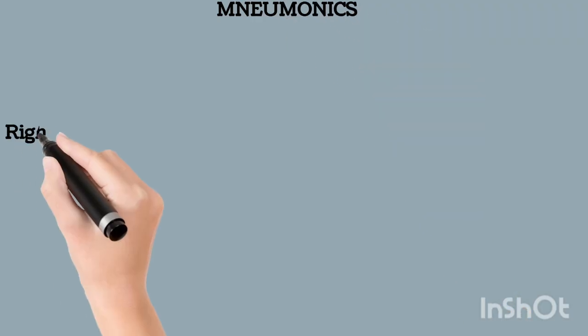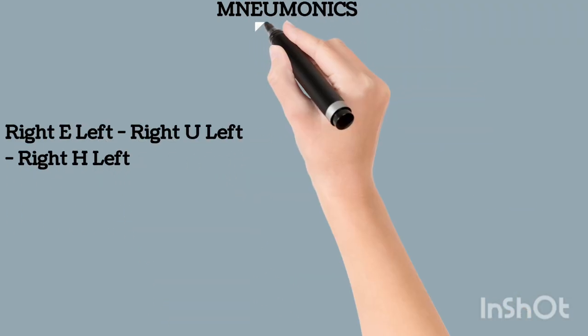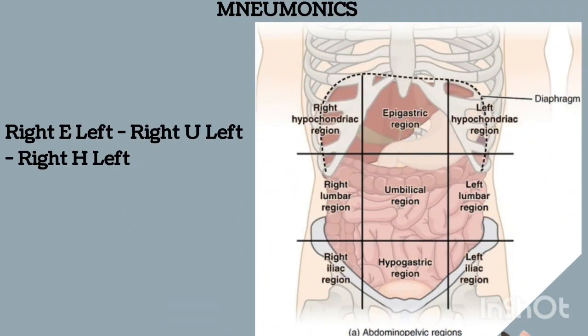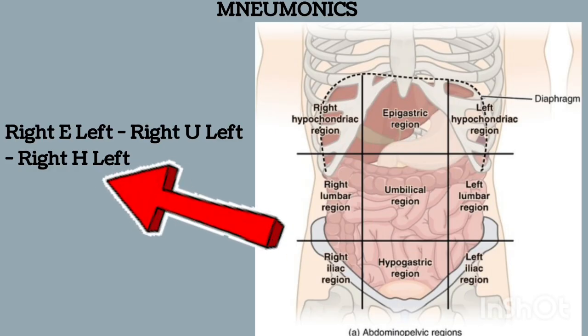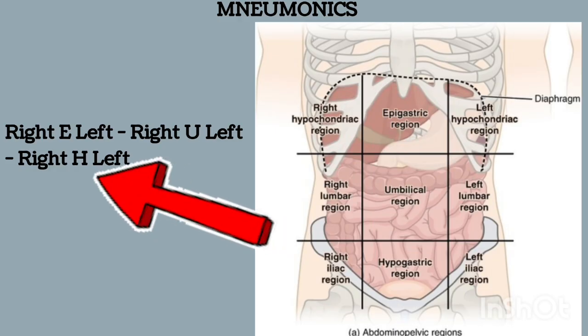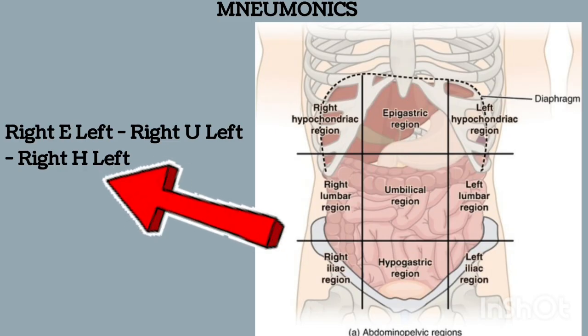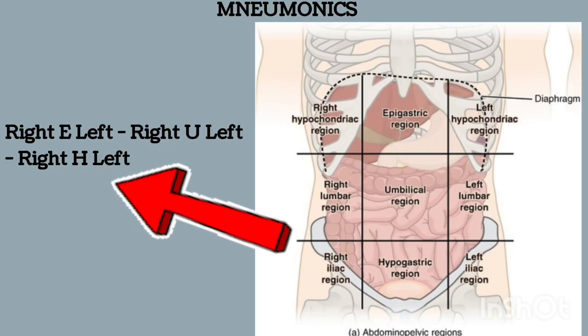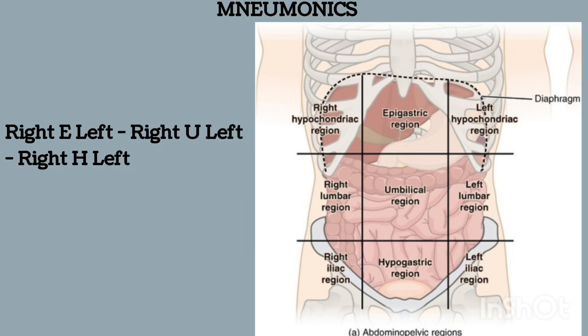So moving on. Mnemonics now to remember this. Very simple. So I would be quick about this. Simple. Right E left, right U left, right H left. That's all. Right E left, right U left, right H left. That's all. You understand? I see that you can see the different parts now, how it corresponds. That's all. You understand? So thank you.